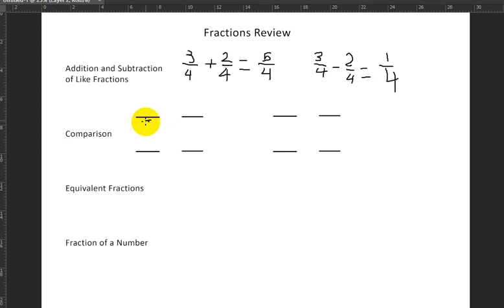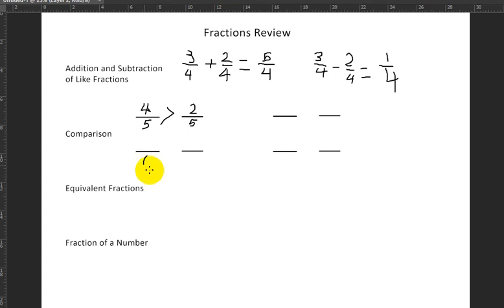Say both of these fractions are fifths, right? This is 4/5, and this is 2/5. Okay? When the same number is on the bottom, and you might want to write this down, the greater fraction is the one with the greater number on top. So that would be the 4, because the 4 is greater than 2. So 4/5 is greater than 2/5.